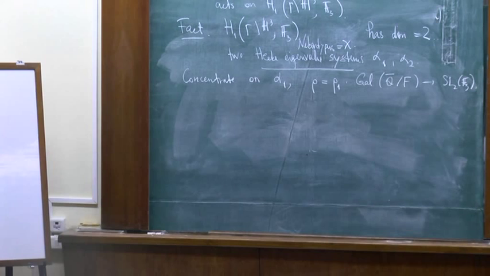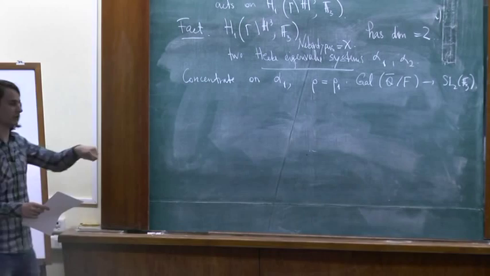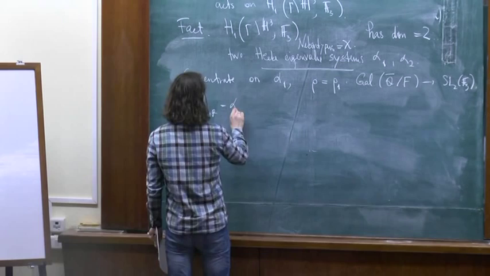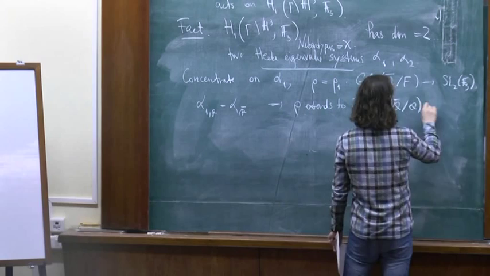As Dipendra Prasad remarked, this property that you get the same answer for any complex conjugate primes means that the Galois representation extends to a Galois representation of the absolute Galois group of Q. Let's call this rho tilde, and it goes to GL2 S3.